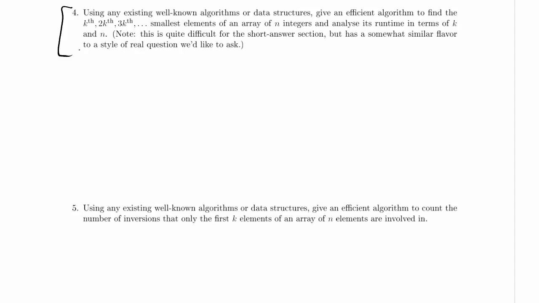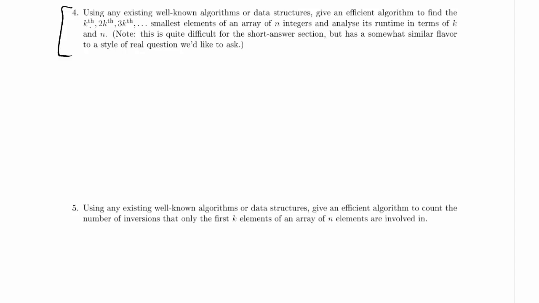By the way, if we're analyzing in terms of both k and n, they are both inputs. You should not consider k a constant. It's not a constant. However, it is often the case when we use k and n, just by convention, that we will often figure that k is smaller than n. You shouldn't assume that, but does it make sense in this problem?